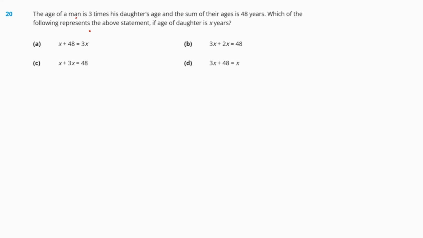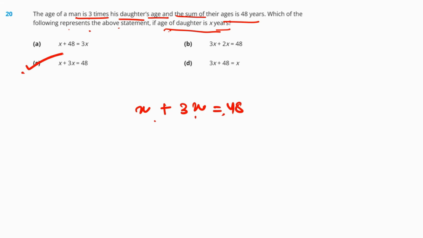Next question, the age of a man is 3 times his daughter's age, and the sum of their ages is 48. Which of the following represents the above statement? Age of daughter is x years, so man's age is 3 times, so 3x, sum is 48. So x plus 3x is equal to 48. That's the equation, option C.